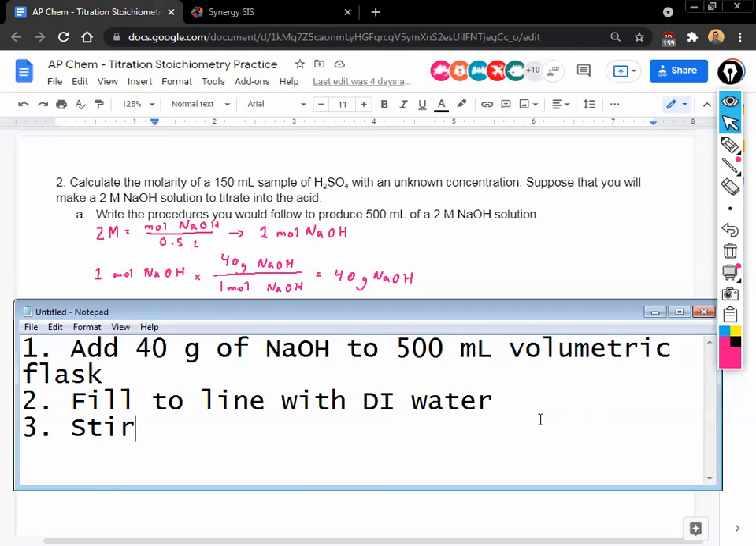be doing in about 10-15 minutes for the first part of the lab. You're going to be making the solution. I'm going to have you write the procedures. So just have this as a reference.